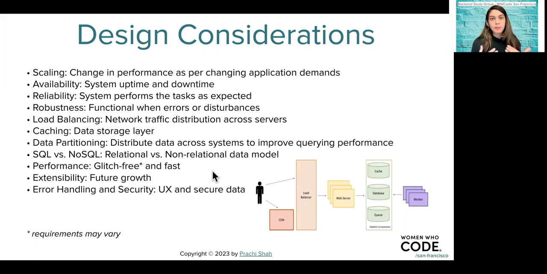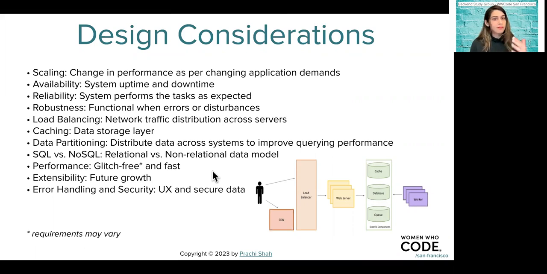Reliability would be that the system performs the task as expected. So you design your APIs, you design your data schema, you build a system, and now it needs to perform as expected. So you need to think about situations where your system might not be completely reliable. What would that look like? And how would you address that? So you need to focus on that.